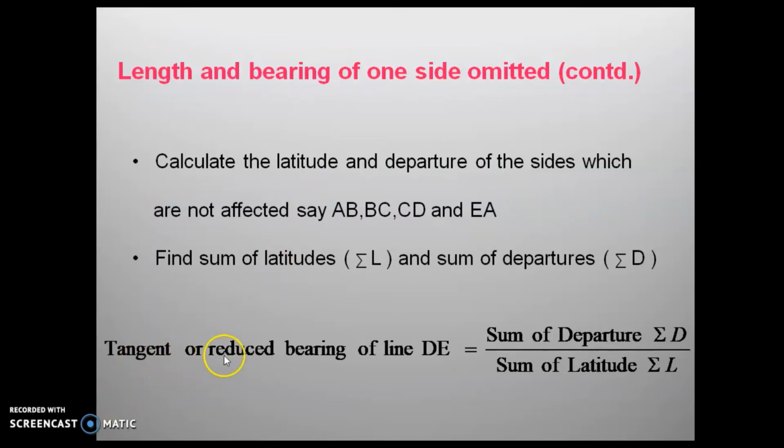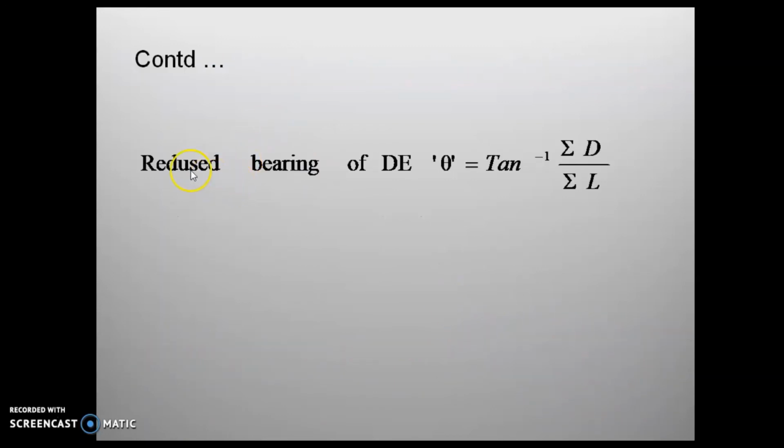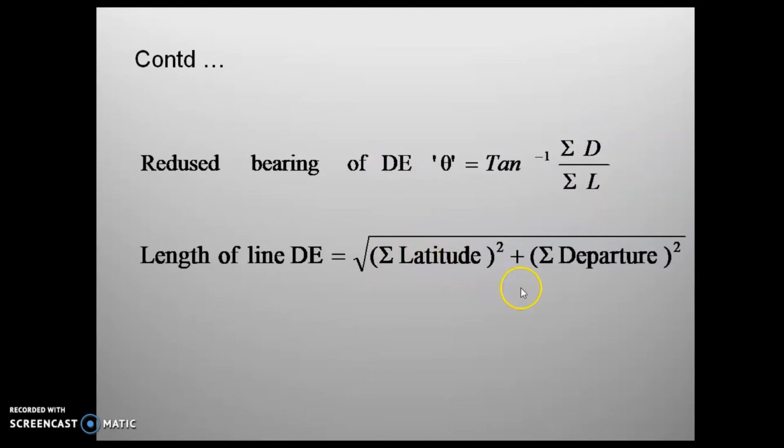Now this is tan theta. You can write tan theta of line DE equals sum of departure by sum of latitude. From that, theta equals the reduced bearing, tan inverse of this one. Okay, now length will be this one.